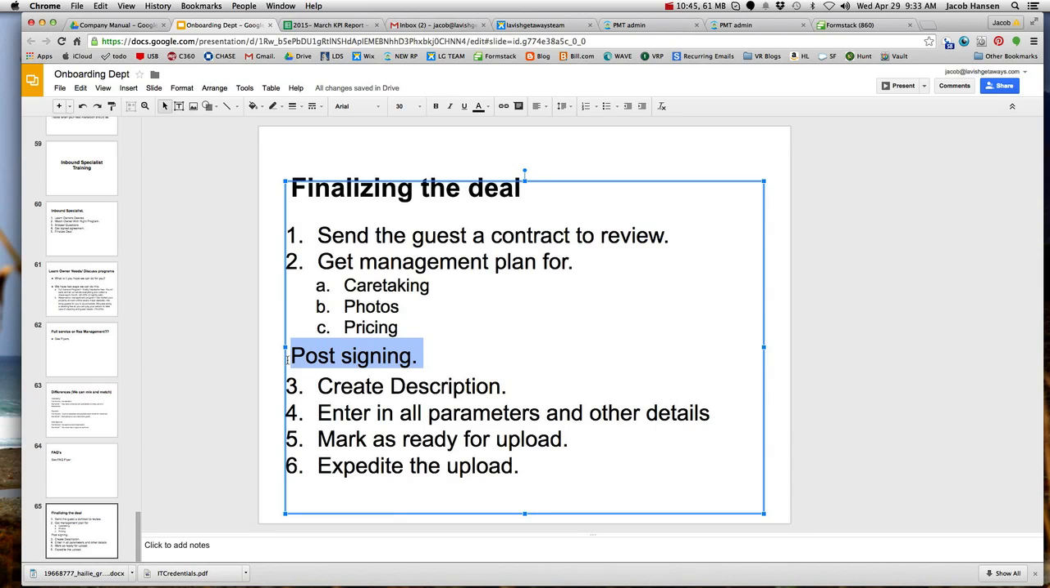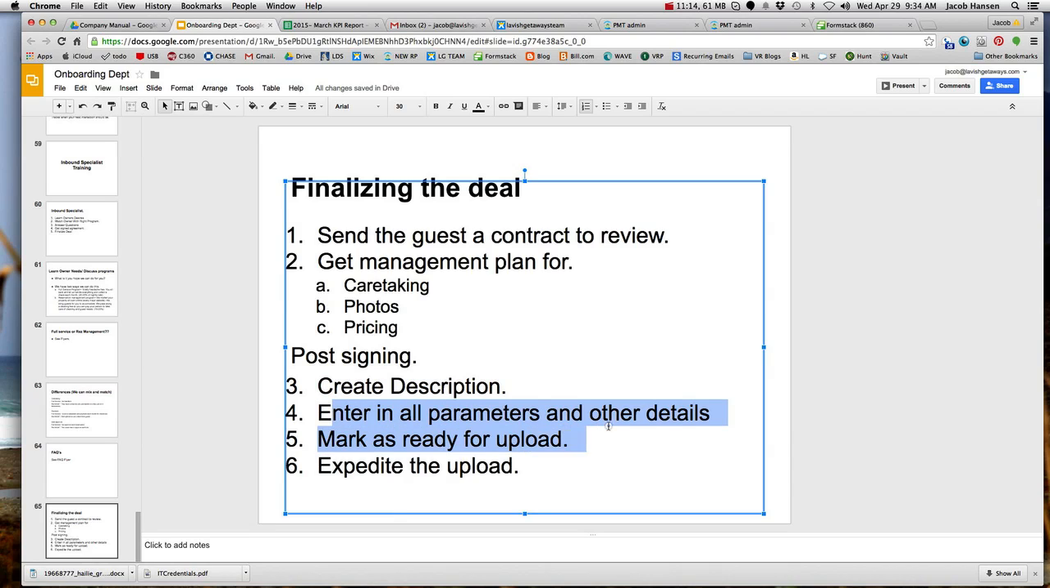So after they sign for the deal, one of the things you're going to need to do is create a description for that property, because they probably don't already have a website. If they do, we can just use that description. But you're going to have to create kind of a catchy description of how cool this unit is based on any photos or any information that the owner has provided for you. Just do your best to make up something that sounds pretty.